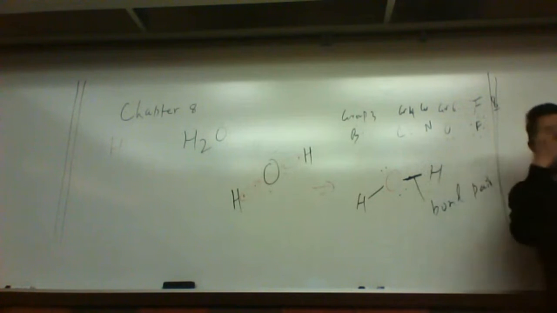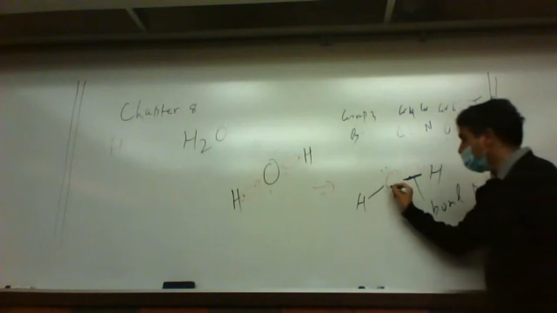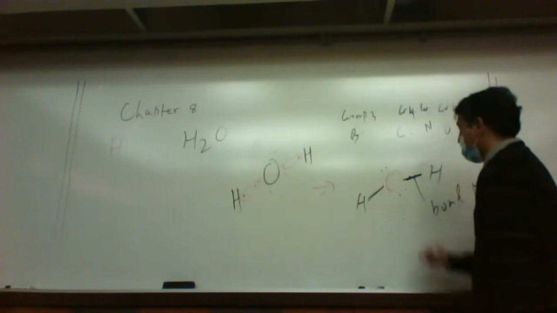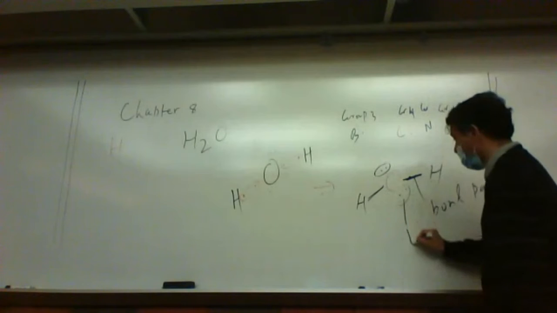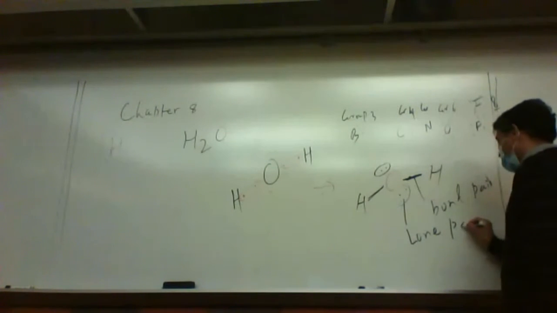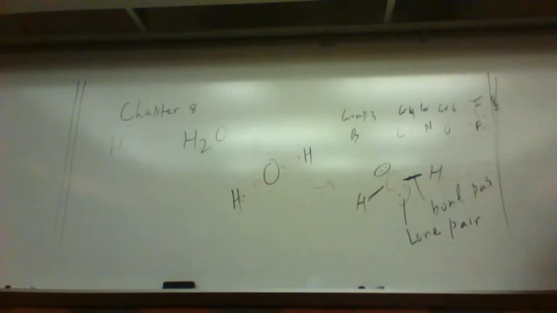So in this bond there are 2 electrons. That is a bond pair. And in this bond there are 2 electrons, so this is also a bond pair. These are not bonding. They are just sitting there. They are called a lone pair. So this is a very important concept. Bond pair and lone pair is a very important concept. Make sense? Good.